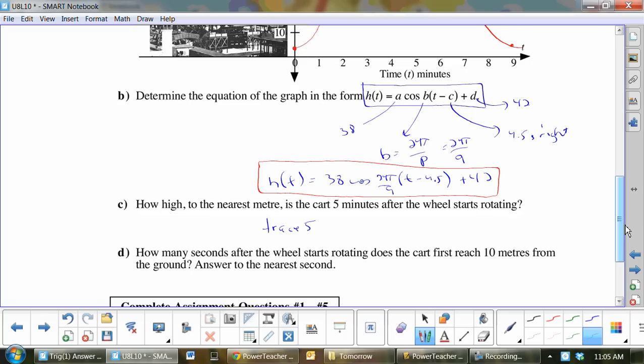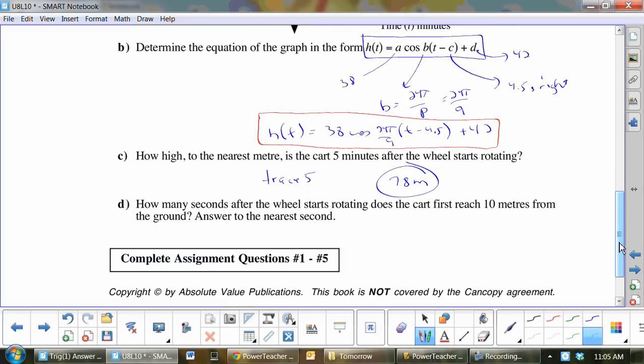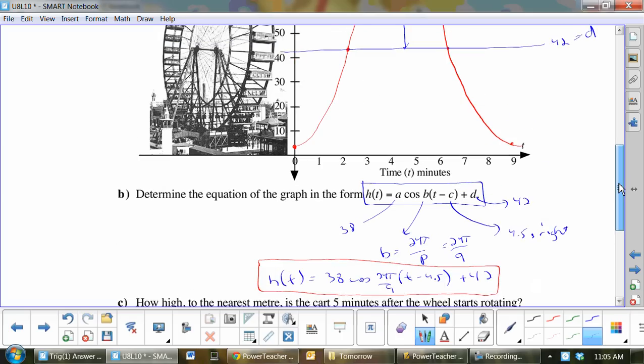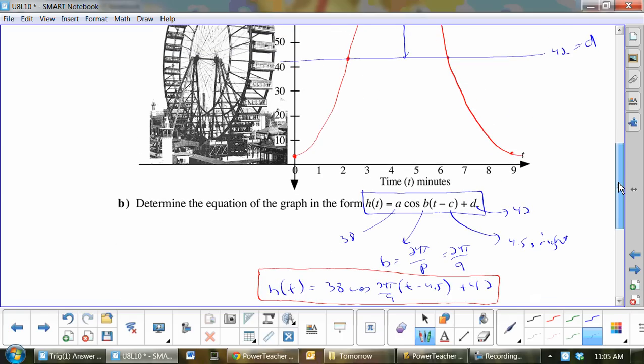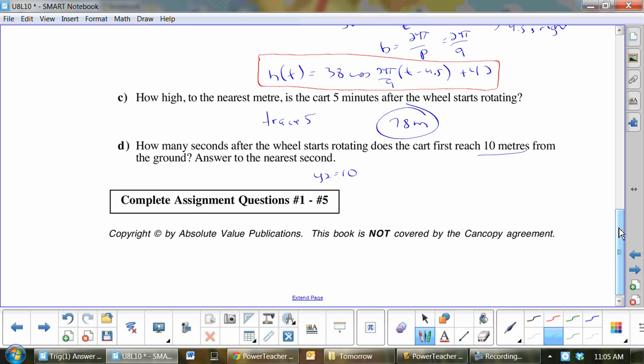What do you get? 78 meters, good. Now for the next one, you're going to have to do y2 of 10 and do intersection. So we're coming up the first time we hit 10 meters. So what I'm looking for is this spot right here, right? Looking for that time. What did you get as a decimal?